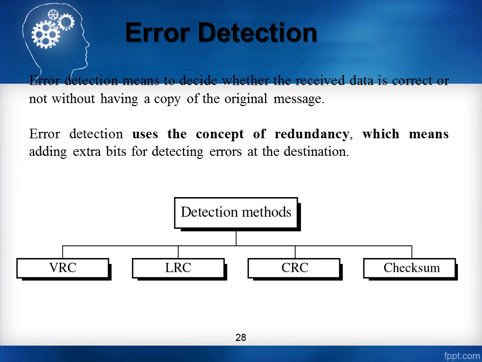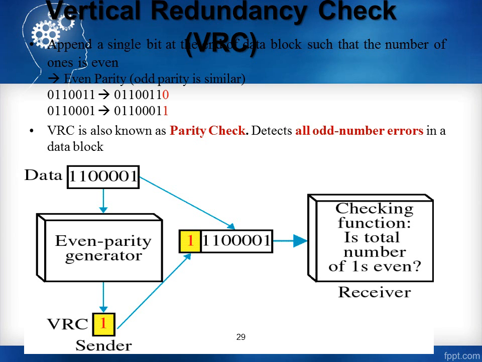We are going to see some of the detection techniques like VRC, LRC, and checksum. Coming to the VRC, we append a single bit at the end of a data block such that the number of ones is even or odd parity, where the number of ones tells the sender whether to make it odd or even parity. VRC is also known as parity check.